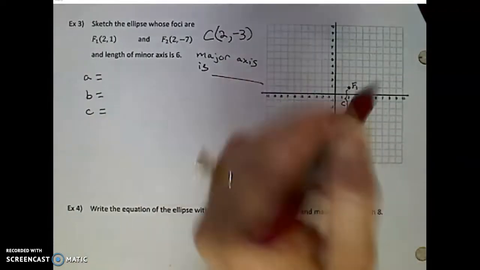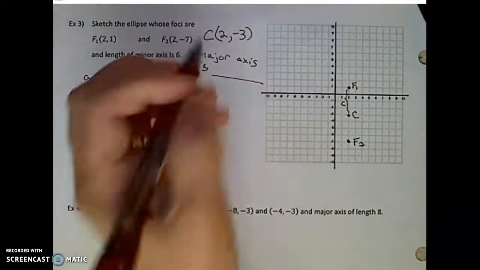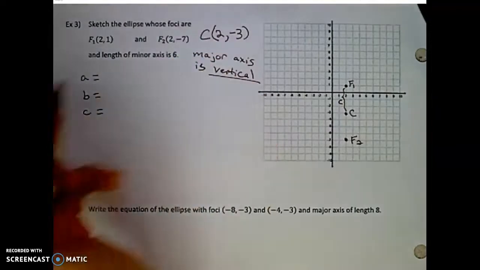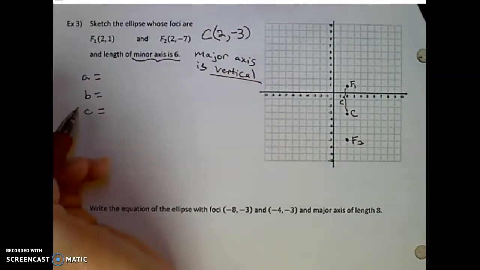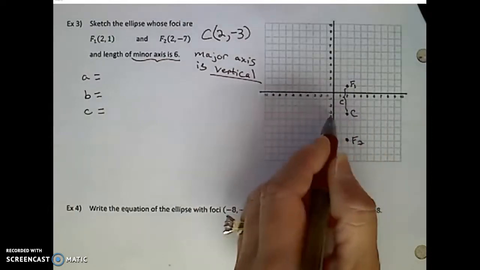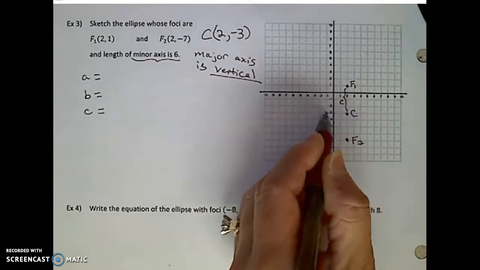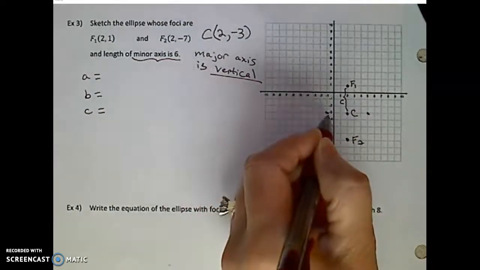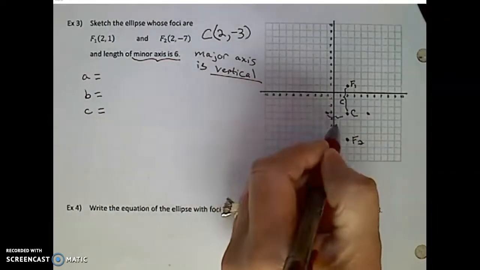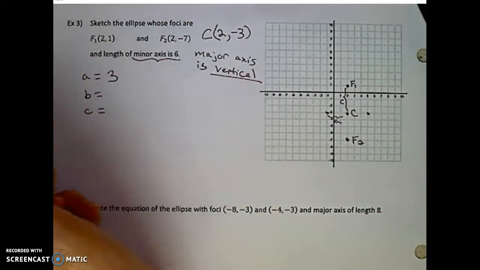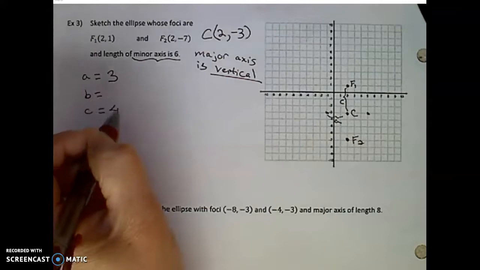Please notice that the foci lie on the major axis, so the major axis is vertical, and we're given the length of the minor axis is 6. So if the major axis is vertical, the minor axis is horizontal. If it has a length of 6, I must move 3 units to the left, 3 units to the right of center. So that must be my A value. So notice my A value is 3. My C value is 4.